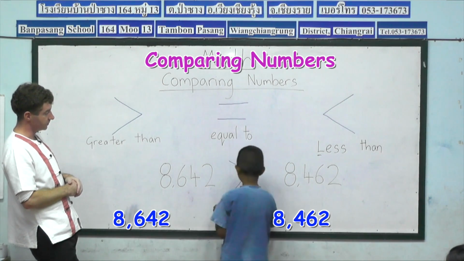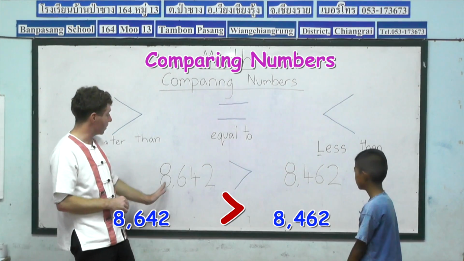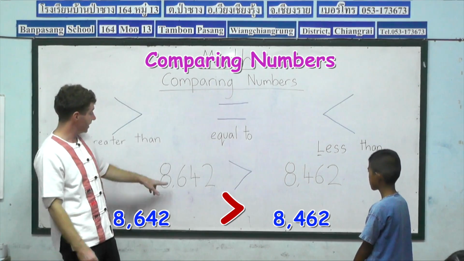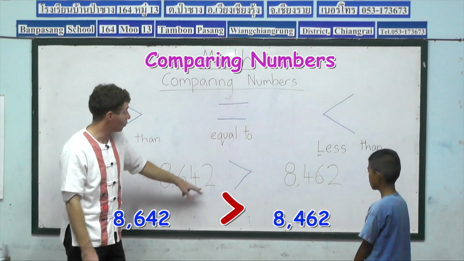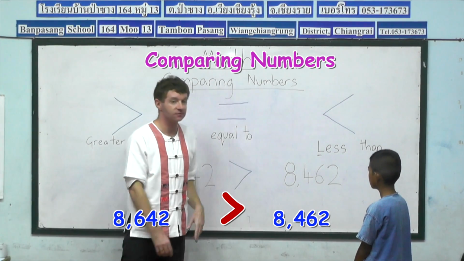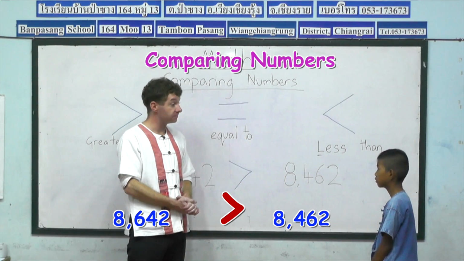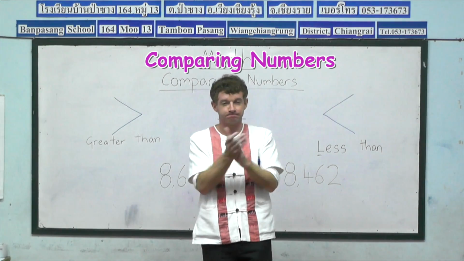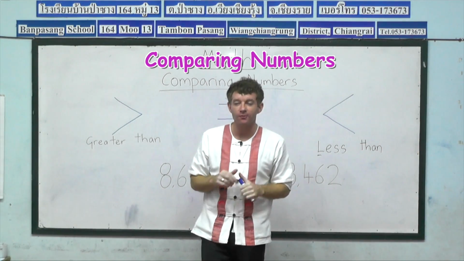Excellent, Pat. Well done. Because you can see here, the first digits are the same. But then when we move to the next column, 6 is greater than 4. So we can say 8,642 is greater than 8,462. Pat, excellent. Very well worked out. Big round of applause for Pat, guys. And let's do one more, just so we know our students understand completely.